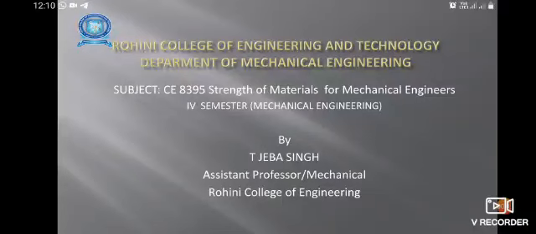Now we will study the subject CE8395 Strength of Materials for Mechanical Engineering. That is the fourth semester for mechanical engineering. Second year students will study it in the fourth semester.